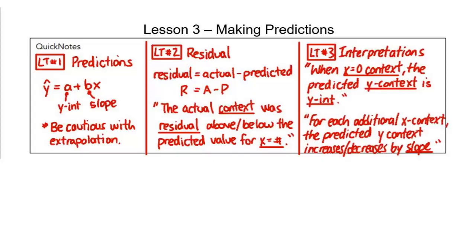And then interpreting my y-intercept and my slope. When we are interpreting the y-intercept, when x equals 0, whatever that means in context, the predicted, whatever y means in context, is, and then whatever my y-intercept is. Slope: for every additional, for every one more x, the predicted y increases or decreases. That's where you do your positive or negative, and then whatever your slope is.